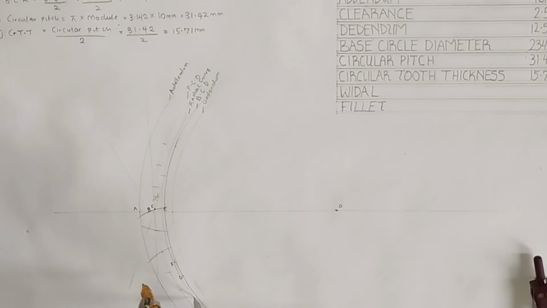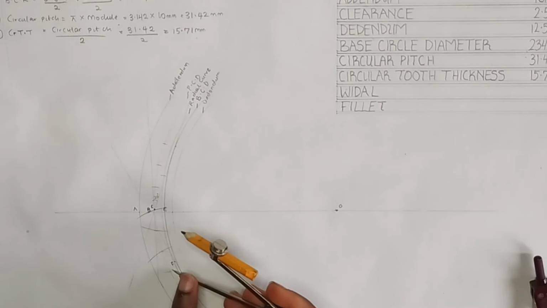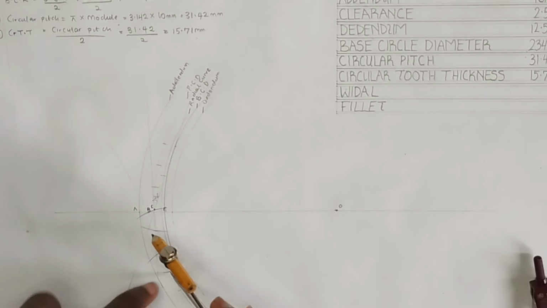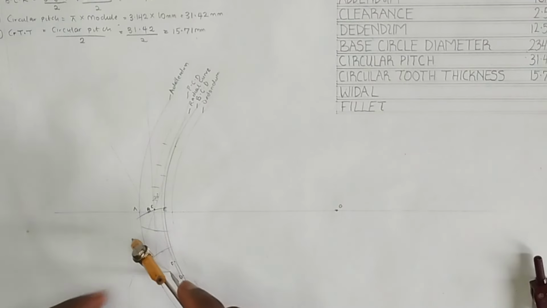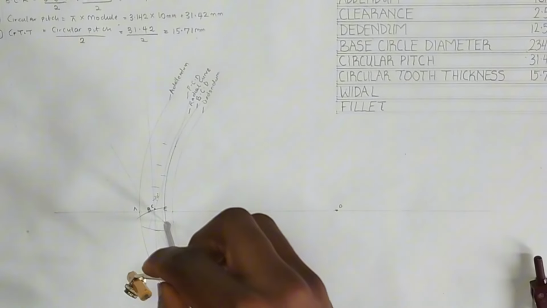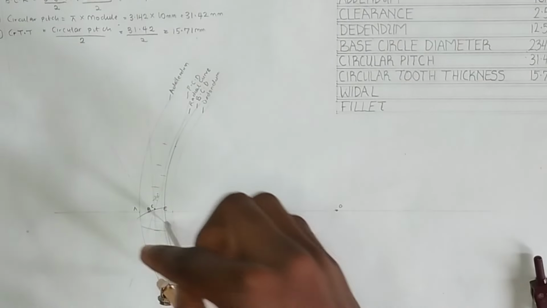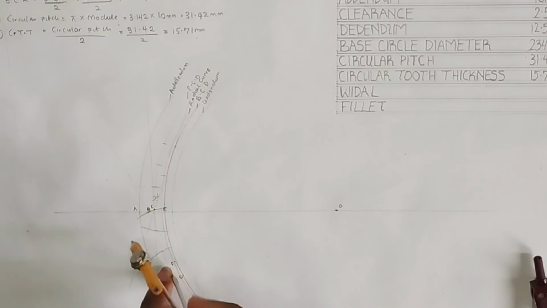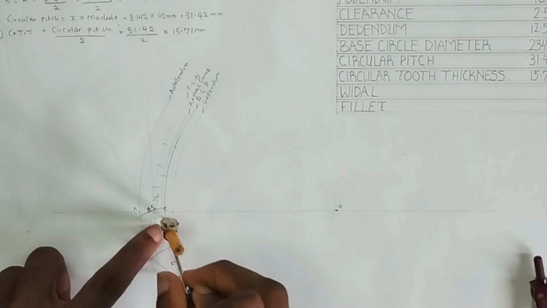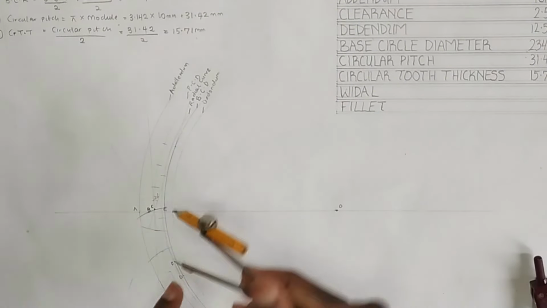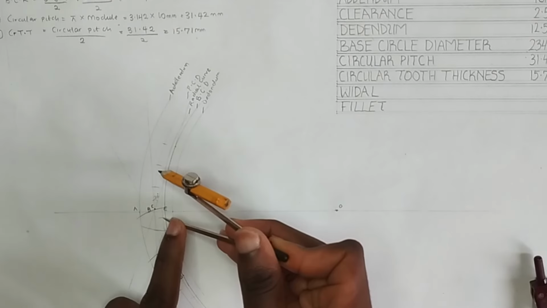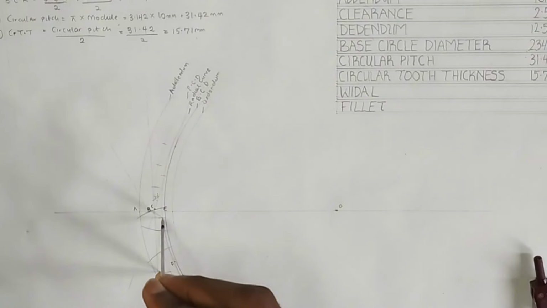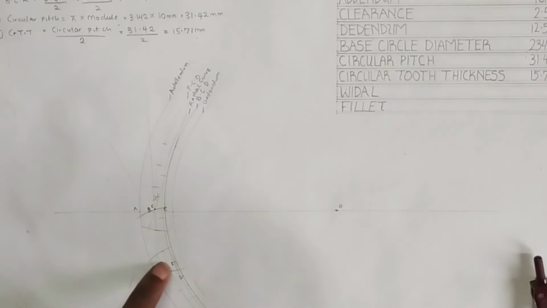Then making use of the same length, I'm going to draw a curve like this. Then I'm going to place my compass at this second point here. We want to draw a curve that is like this. In order to draw it, your compass has to start from here. So you are going to place your compass from here and strike an arc on the radial curve. Then you place it at this point here and strike an arc like this. That's for the second tooth.